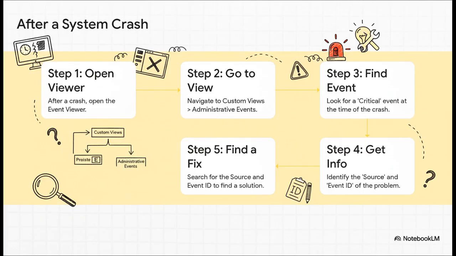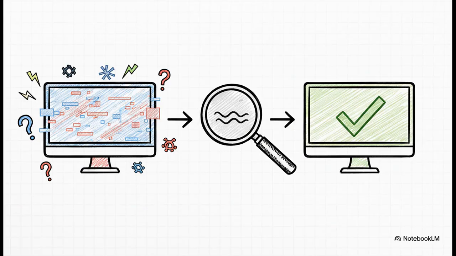Step 3, look for a critical or error event with a timestamp that matches exactly when your computer crashed. Step 4, once you find it, look at the source. For example, if it says something like NVLDDMKM, well, that's a massive clue that your NVIDIA graphics driver is the problem. And finally, Step 5, the magic step. Grab that source name and the event ID number, pop them both into a search engine, and I promise you, you will almost always find someone who's had the same problem and a solution. And just like that, the mystery is gone.